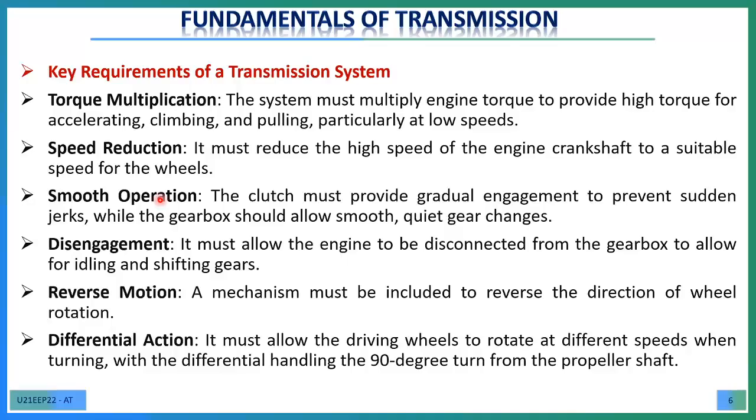Then the third one is smooth operation without any jerky sudden variation. We have to ensure smooth operation of the transmission system, and that is why the clutch is used. The clutch must provide gradual engagement to prevent sudden jerks, while the gearbox allows smooth gear changes. The clutch and gearbox combine together to make a smooth operation.